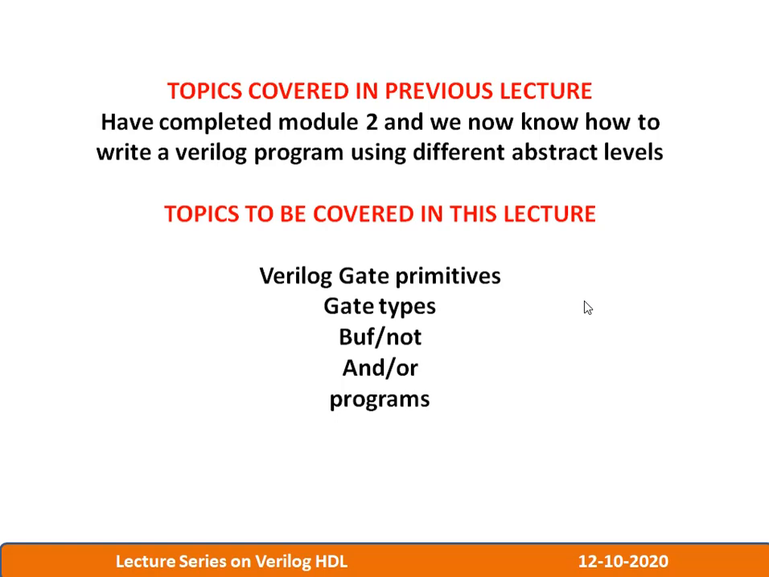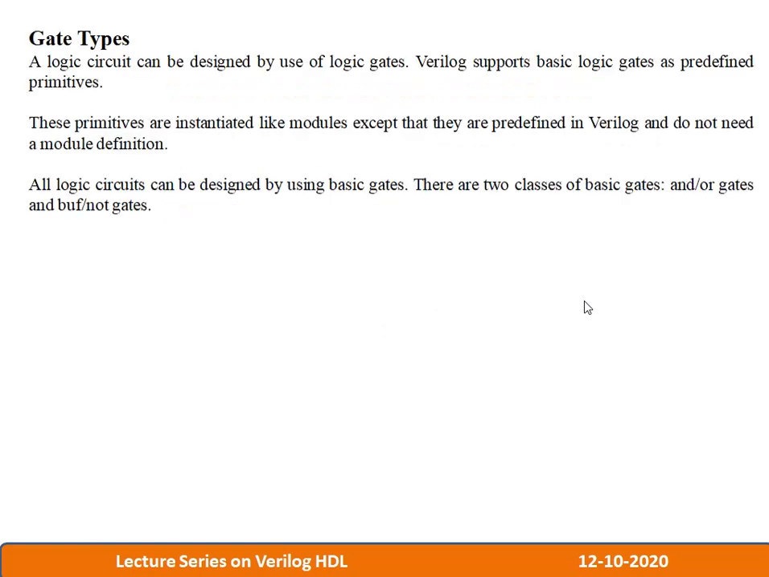Now we'll move one step ahead, and in today's lecture we'll try to understand what the different gate primitives are that are available in the Verilog language. In the sense, we try to analyze the different gate types that come by default in Verilog, for example the buffer, not, and, or, and other different gates. And we'll try to justify the learning with some Verilog programs through some simulations. So let us move ahead.